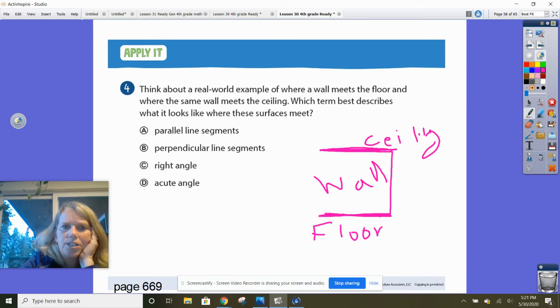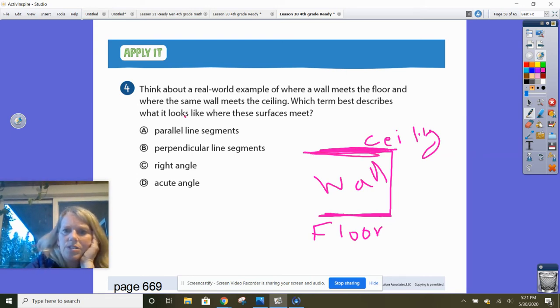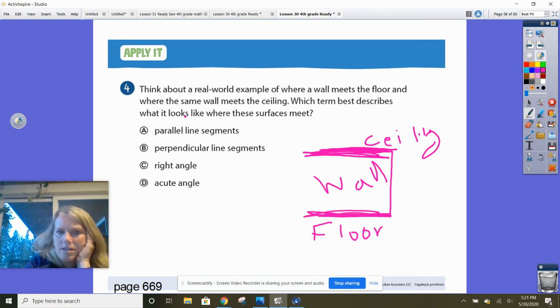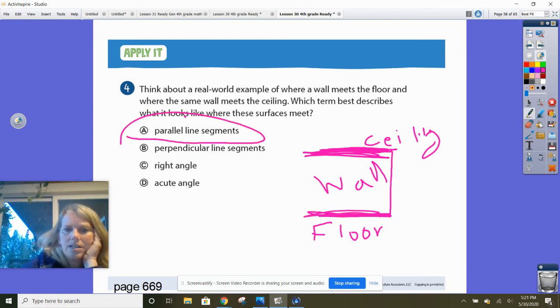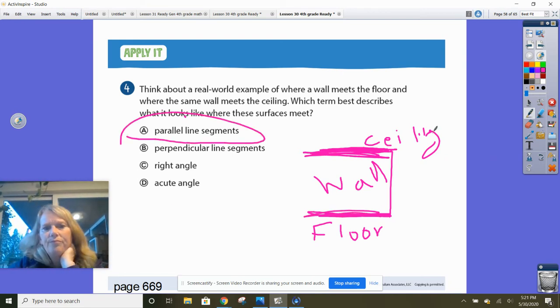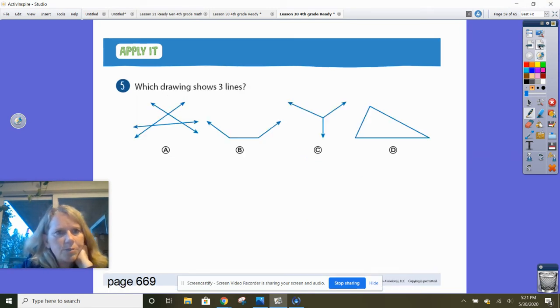So which term best describes what it looks like where these 2 surfaces meet? So this one's meeting there, this one's meeting here. Yes, I'm going to go with parallel line segments. I had to draw that one out. That one was confusing to me.